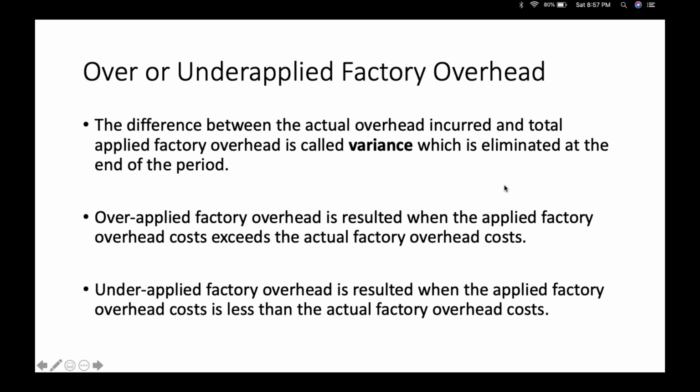If it is over applied, the factory overhead resulting to over application is caused by an excess of applications of overhead, meaning the applied factory overhead is higher than the actual factory overhead, while under applied factory overhead is a result of applying less than the actual factory overhead. So at the end of the period, we will have a variance.